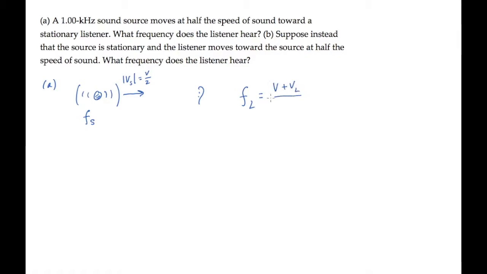Frequency heard by the listener is (v plus v sub l) over (v plus v sub s) times the frequency of the source. In this equation, the positive direction is always from the listener to the source. And here, the source is moving in the opposite direction, so the velocity of the source is minus v over 2. The listener is stationary, so when we substitute these values, cancel all of the v's, we see the frequency heard by the listener is twice the source frequency. That gives us 2 kilohertz.